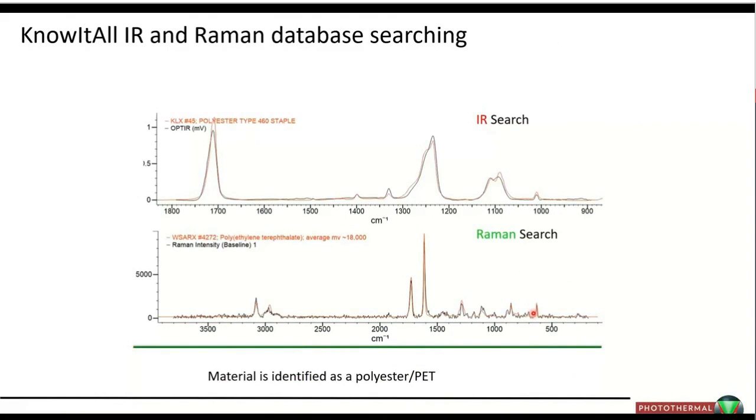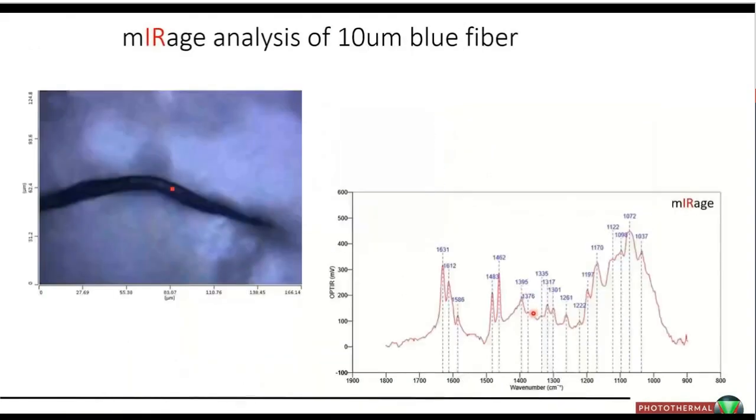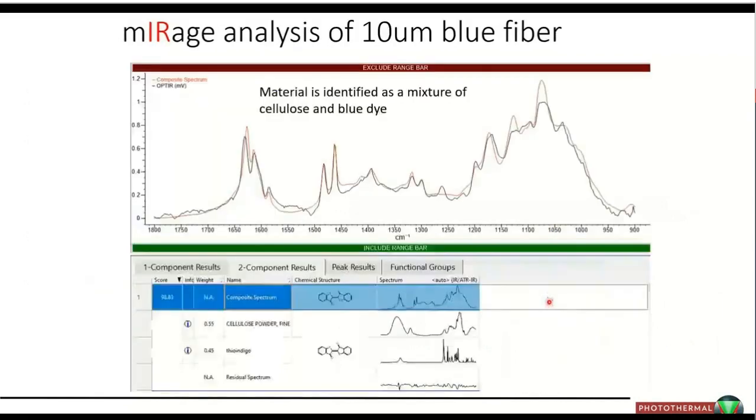So that's clearly high confidence PET. This is a polyethylene match. This was a blue fiber, so in this case we've only got infrared. The Raman was too fluorescent, and even if you search that against a database, you can see that's actually a composite of cellulose and the blue dye. So the sensitivity is to that level, and the spectral quality more so is to that level.